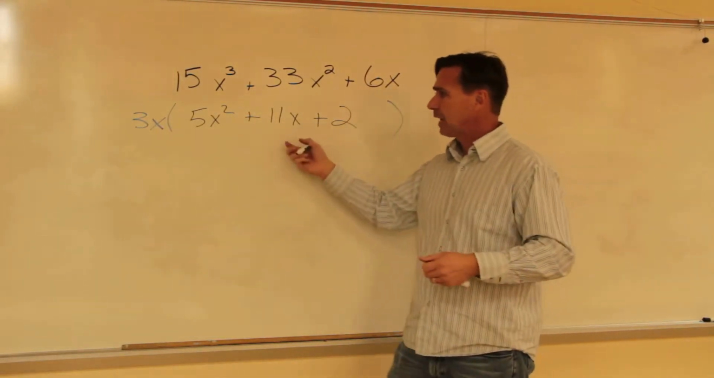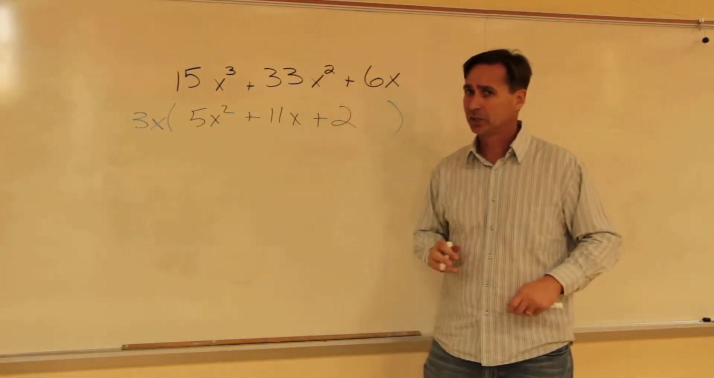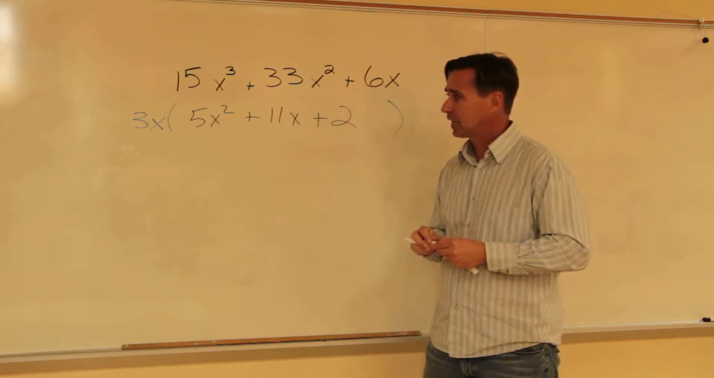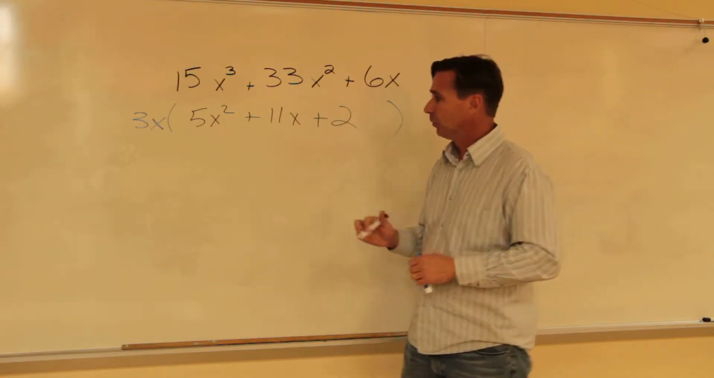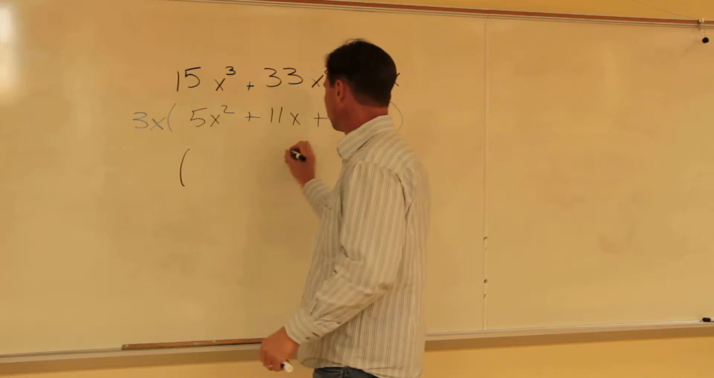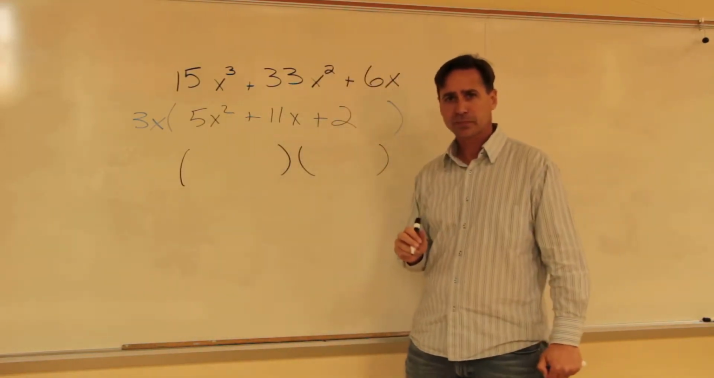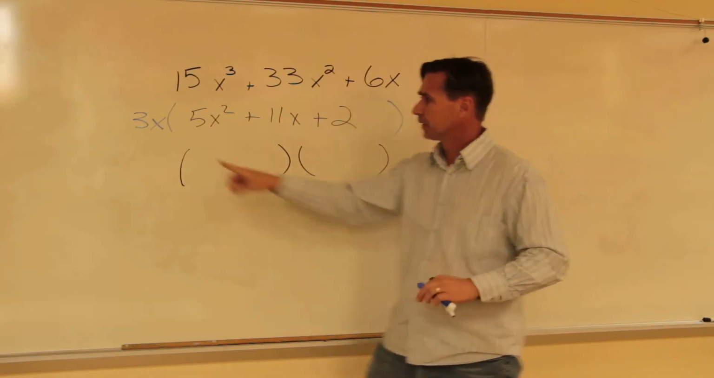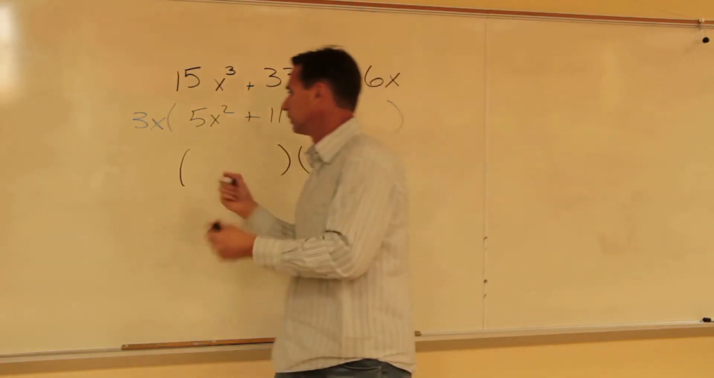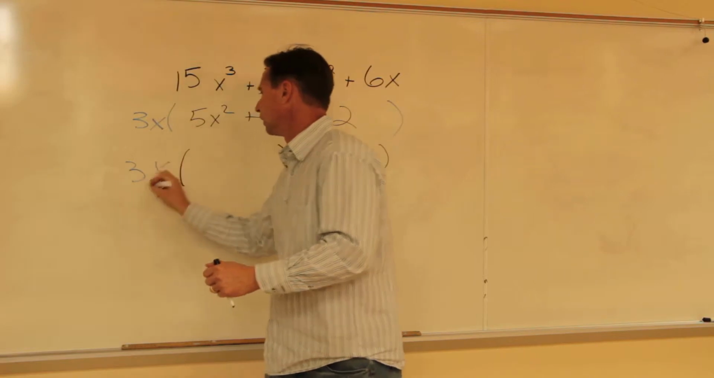Now, you can factor this using the big X method. I'm not going to show you that way. I'm going to show you a guess and check method. So what we do is we want to factor directly into parentheses like this. And don't forget, this 3x needs to follow your answer.